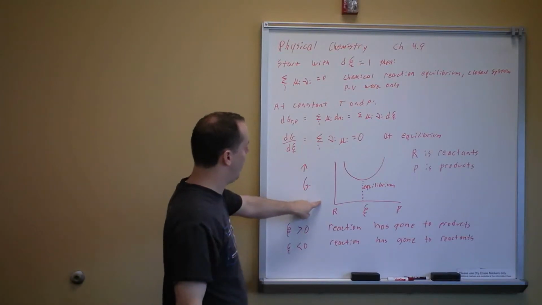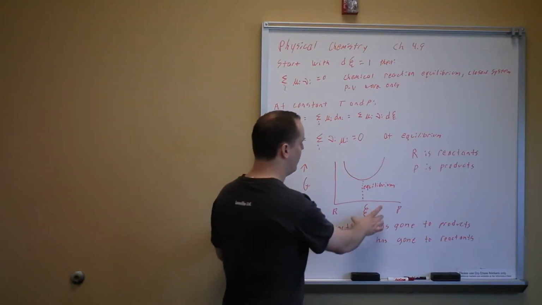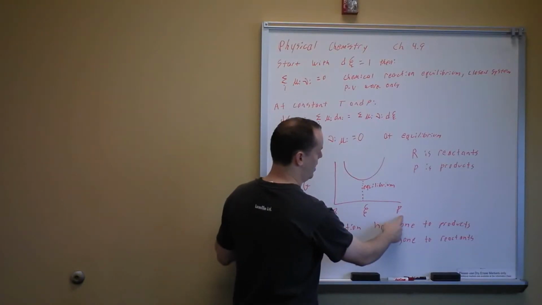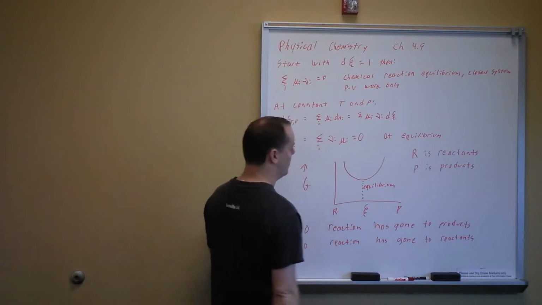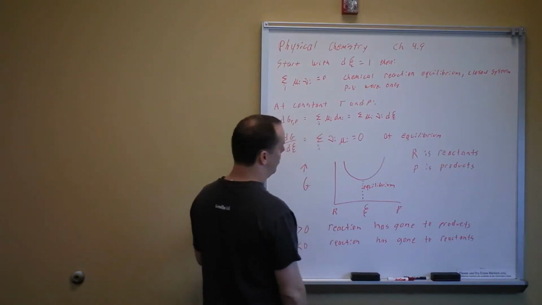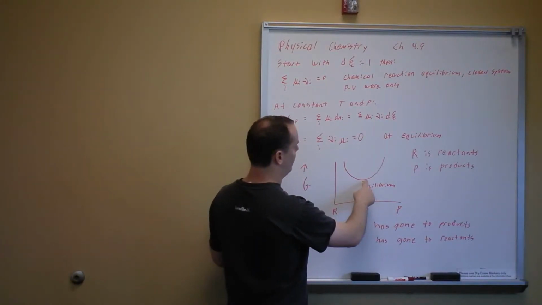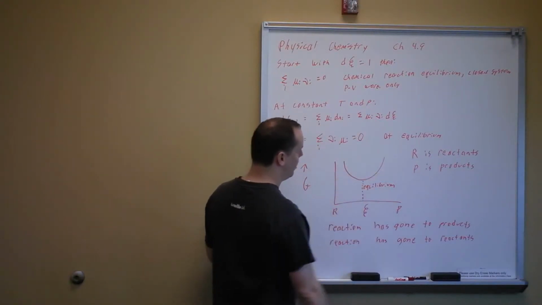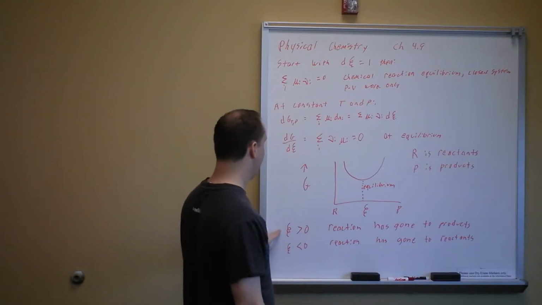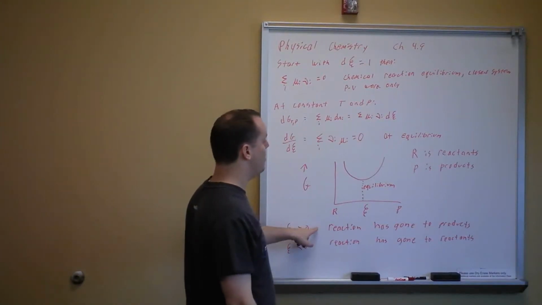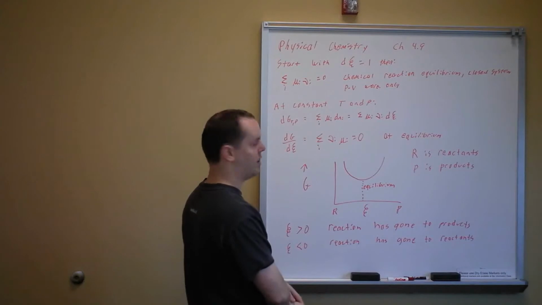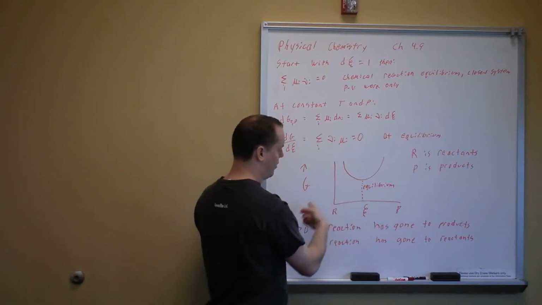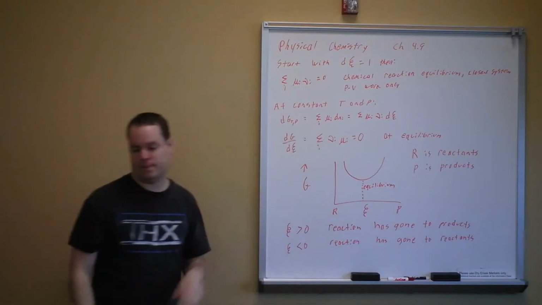For example, here's a graph of Gibbs free energy versus extent of the reaction, with pure reactants R at one end, pure products P at the other end. This isn't pressure, obviously, it's products. So at equilibrium, we know the derivative is equal to 0. So that's where it flattens out. If it's over here or if it's over here, it's not at equilibrium. If xi is greater than 0, that means the reaction has gone towards the products, like in the example we did before. If xi is less than 0, that means we started with too much products, so it's gone back towards the reactants.